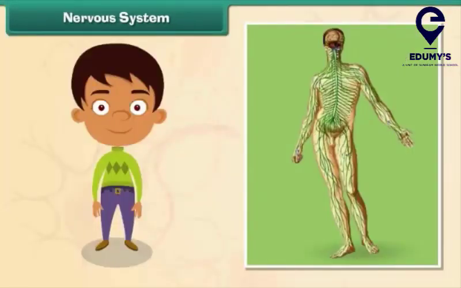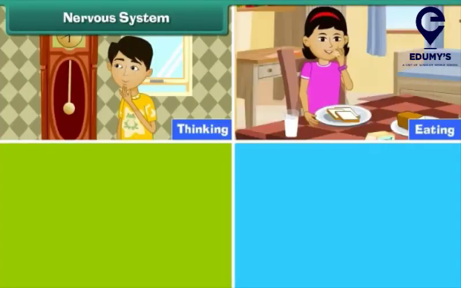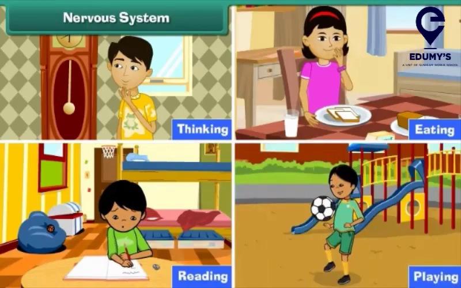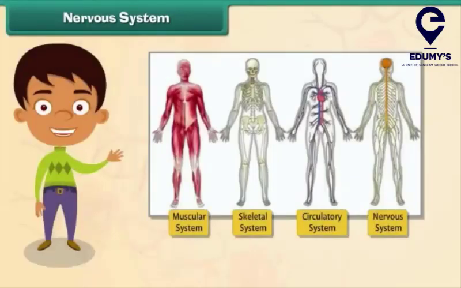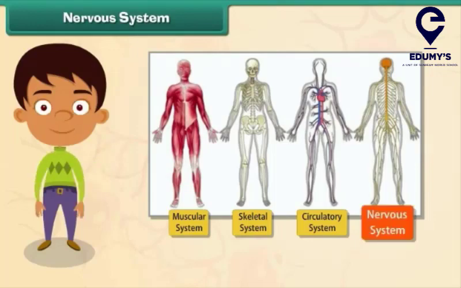Nervous system. The human nervous system consists of the brain and nerves. It controls all physical and mental human activities such as thinking, eating, reading, and playing. All the other organ systems and their functions are controlled by the nervous system.